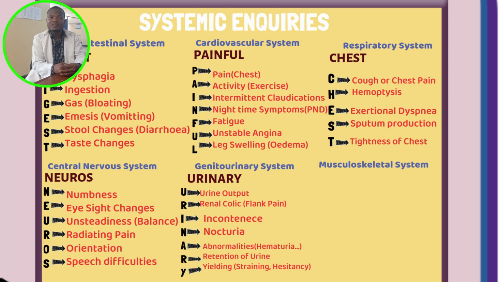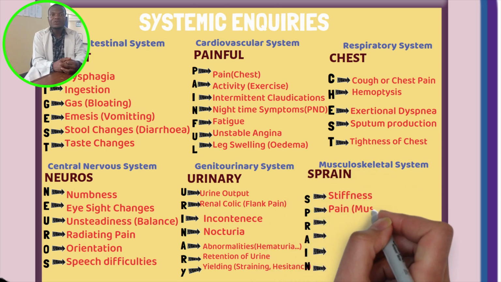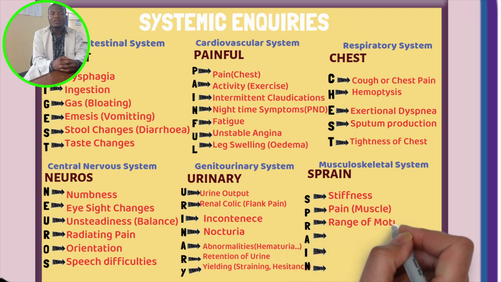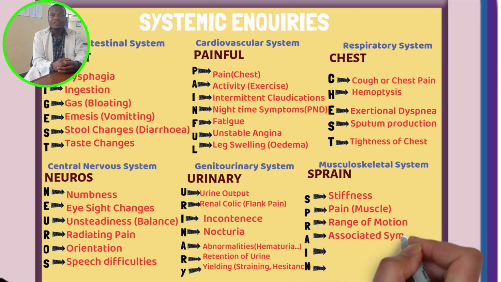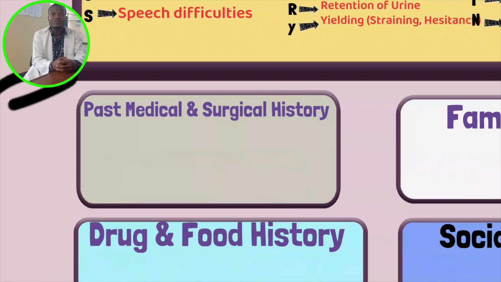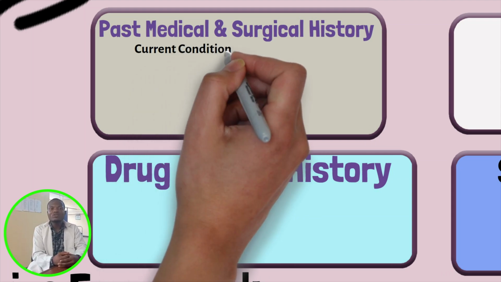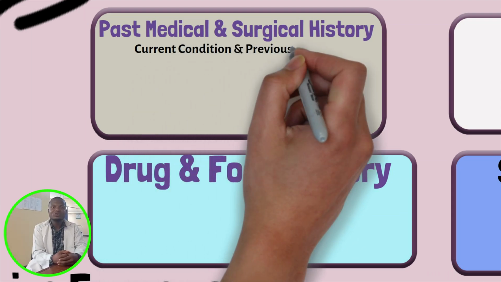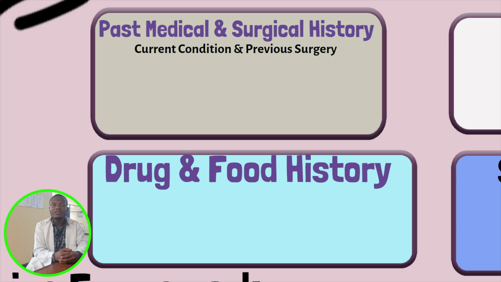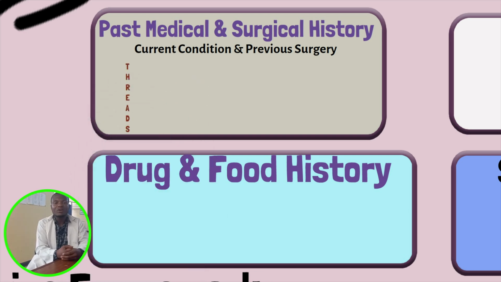For the musculoskeletal system, the mnemonic I use is SPRAIN: S for joint stiffness, P for pain at the joints, R for any limited range of motion, A for any associated symptoms, I for any injury at the muscle or joint, and N for any noise when moving. Now you move on to the patient's past medical and surgical history. You are going to ask about any previous admission or current situation or any previous surgical condition. And also you ask about any chronic disease.